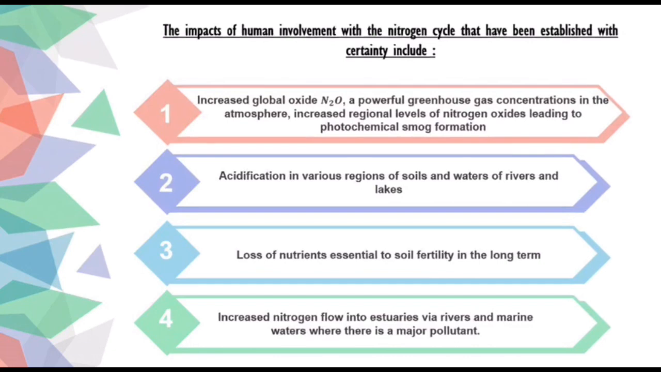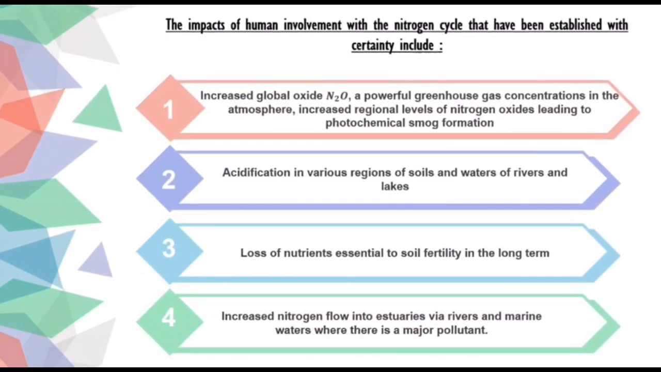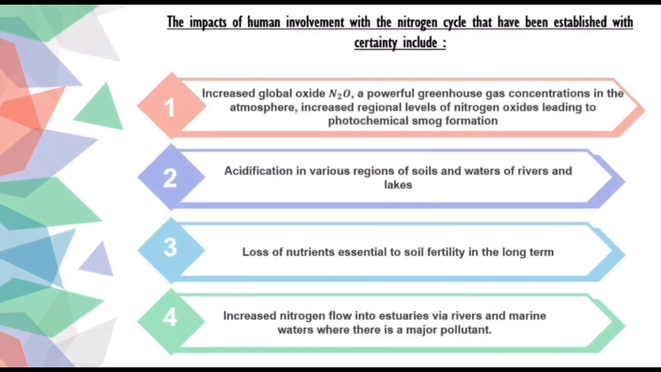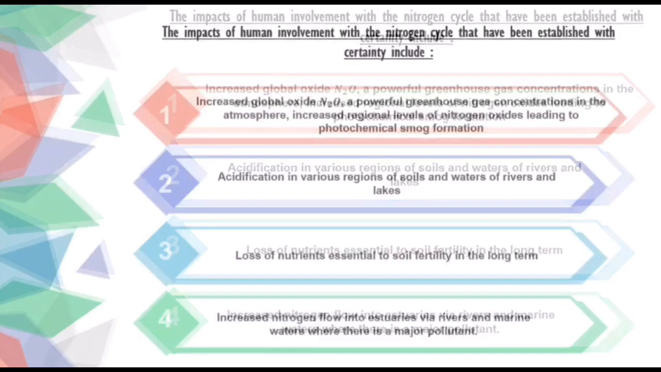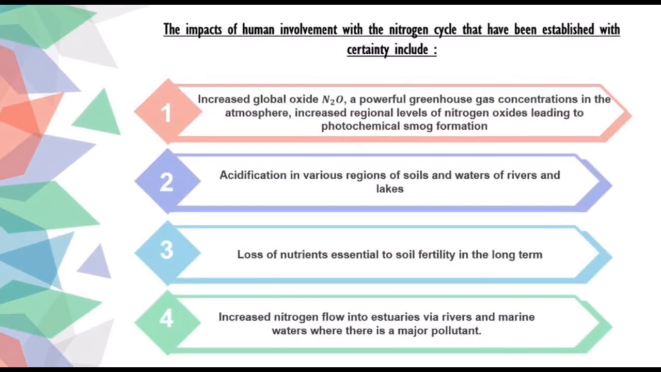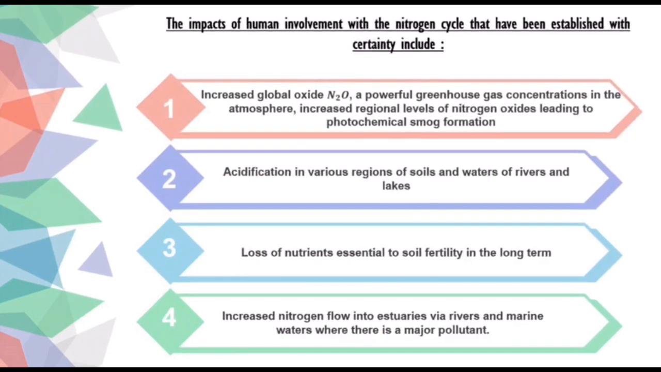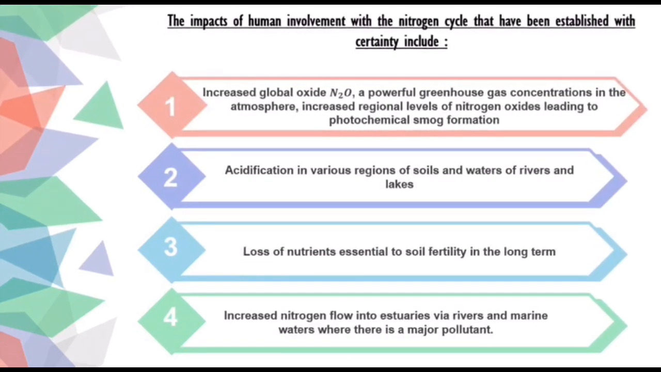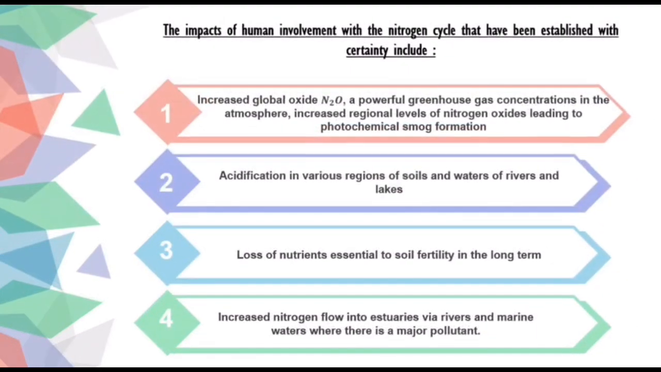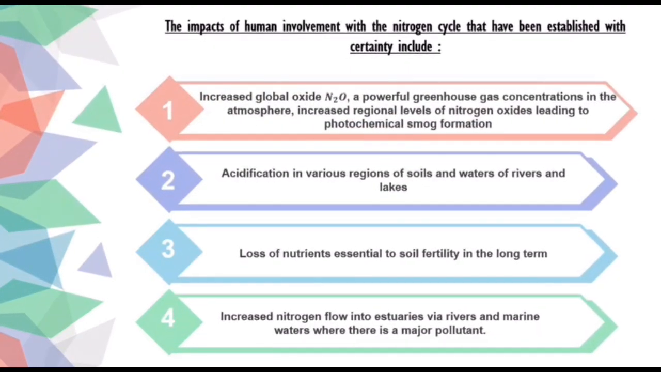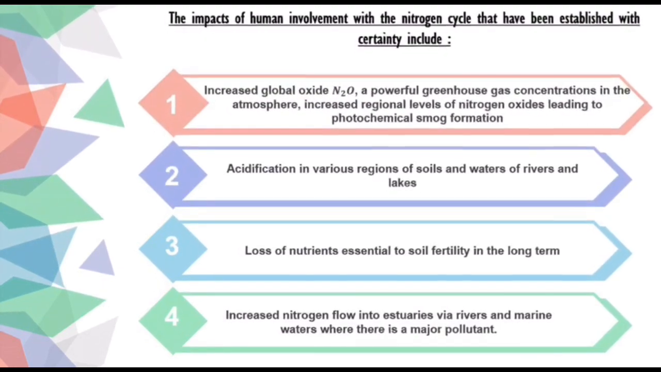The first one is increased nitrous oxide, which is a powerful greenhouse gas, leading to photochemical smog formation, followed by acidification in various regions of soils and water of rivers, then loss of nutrients essential to soil fertility in the long term, and it will also increase the nitrogen flow into rivers and marine waters, where it will be a major pollutant to the aquatic organisms.